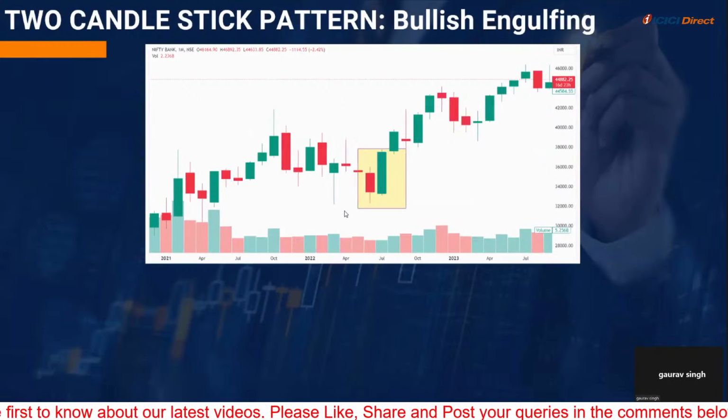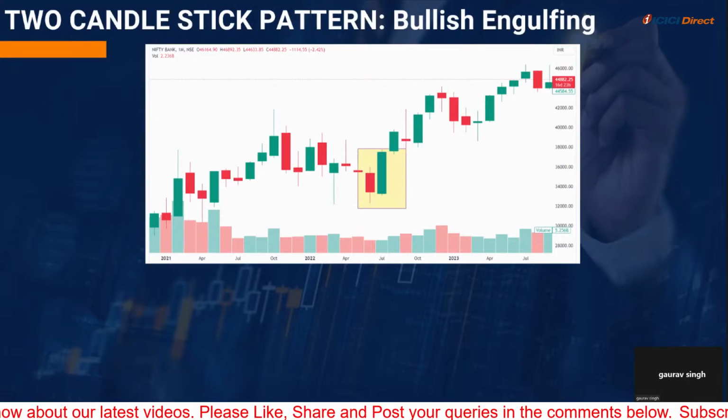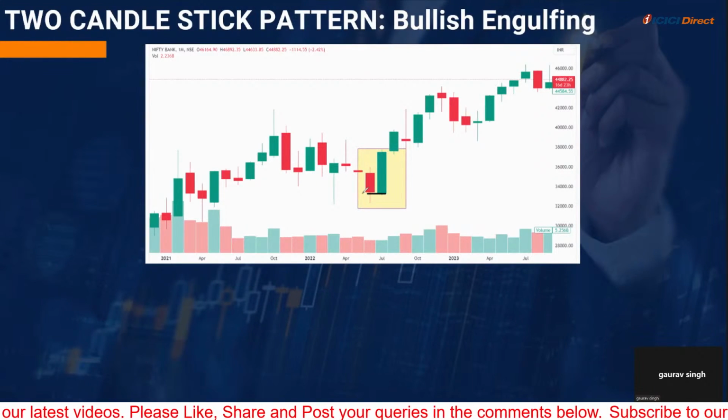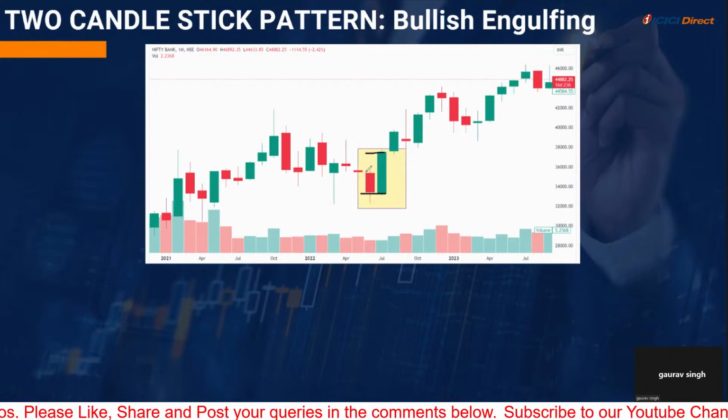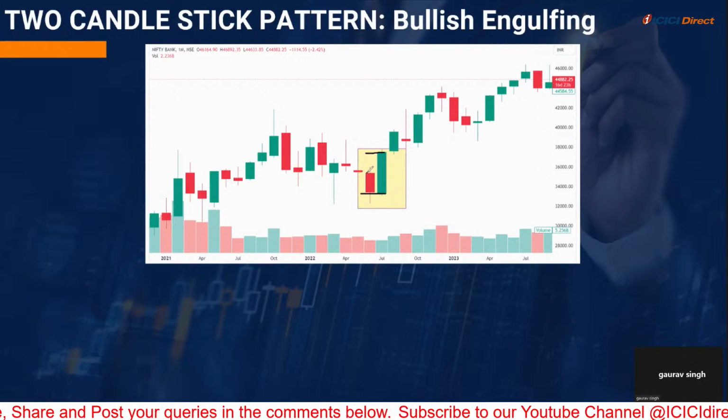See, this is not a perfect engulfing, but it is a textbook engulfing because if you see, the open is lower than the close of the previous candle, and the close is above the open of the previous candle. Is this clear? Yes, Chintaranjan, I'll explain again. I'll just come back. Just give me a moment.